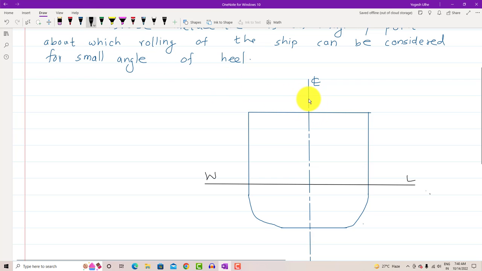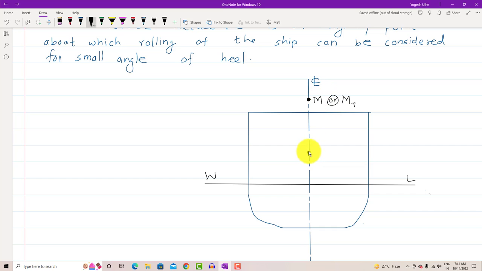Somewhere here, it can be anywhere. For now I am showing M here. Just imagine that this position is our M. M means transverse metacenter, M suffix T, but we generally denote it by M only. But M suffix T also we can denote. Then that is our metacenter.